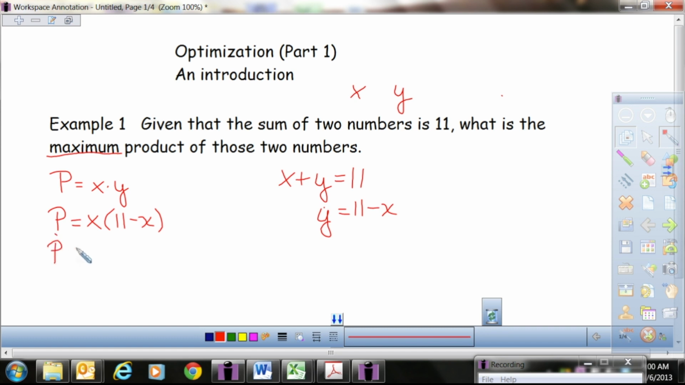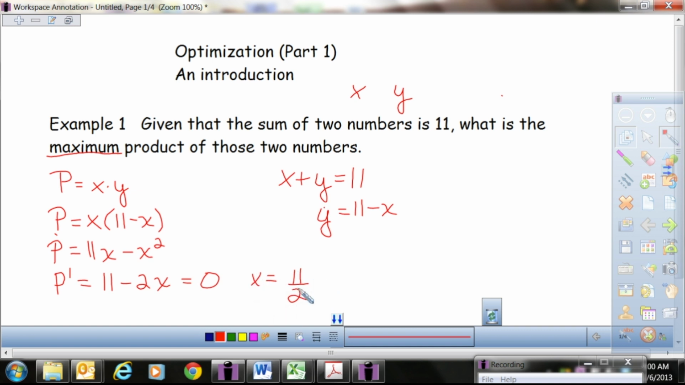So I'm going to actually multiply this together. So it's 11x minus x squared. And I'm going to take the derivative, and that's 11 minus 2x. And I'm going to set that equal to 0. And when I do, I get x equals 11 over 2. So the first number is 11 over 2. That is the first number, given that the sum of the two numbers is 11 and the product is a maximum. So that's my first number.